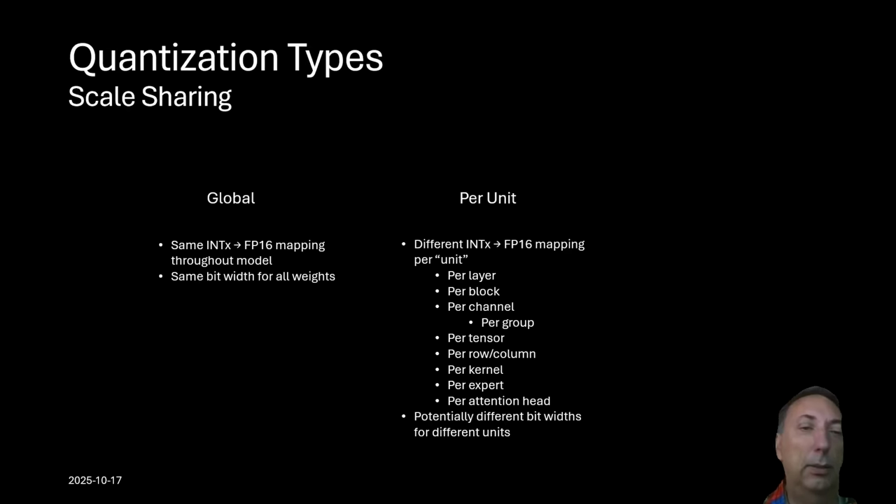Now, what we've been talking about so far is global. The naive approach is you have the same number of bits per weight everywhere, but you don't have to do that. You can vary the number of bits depending on what part of the model you're talking about, which layer, which block, which channel, etc. And not just the number of bits, but also the scale and the linearity.